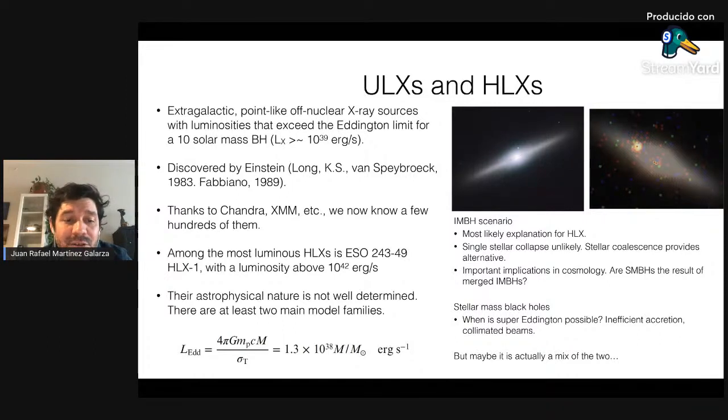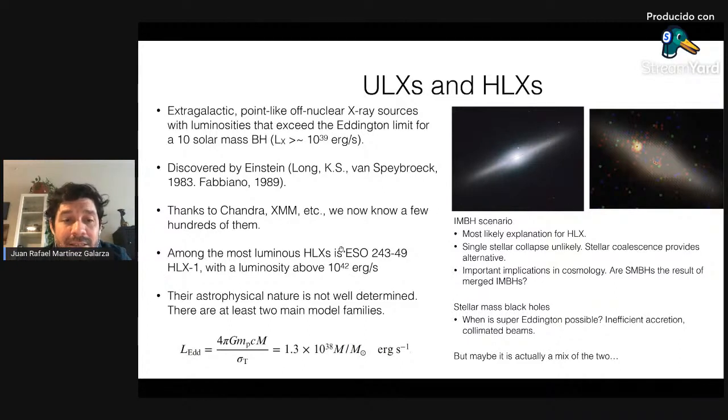In fact, as you see here from the equation for the Eddington luminosity, if you have an object of 10^42 ergs per second, like this guy here, then this equation would imply that the mass of the central object has to be at least 10,000 solar masses. So that's not yet a supermassive black hole, but that's certainly not a stellar mass black hole either. So that's why these ULXs have been used to try to find evidence for intermediate mass black holes.